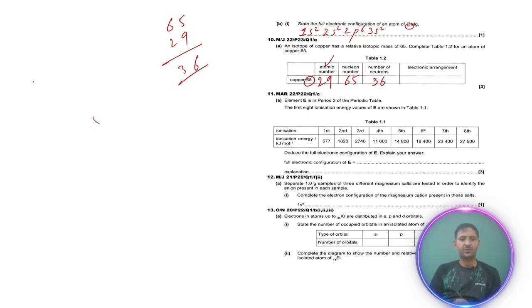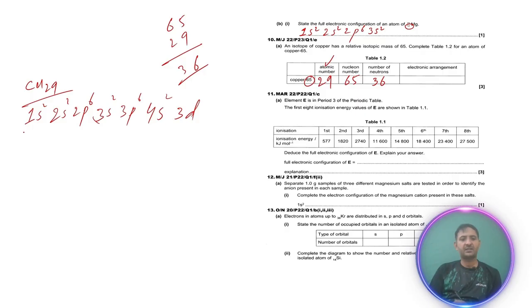Okay, so we have copper, 29. I will write the configuration like this: 1s2, 2s2, 2p6, and then 3s2, 3p6. Okay, and then 4s2, and then 3d. They are 29. So till now I have done around 20 electrons. Now I have 9 remaining. Even so, I can write this in another way. For example, I can write 4s1 and 3d10 as well.